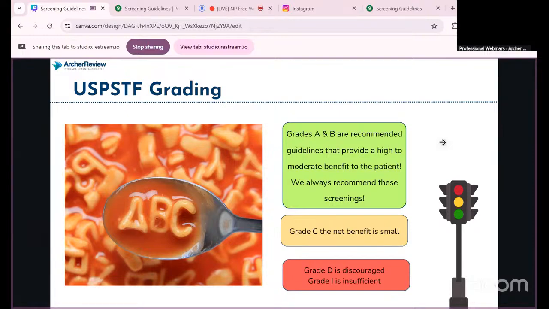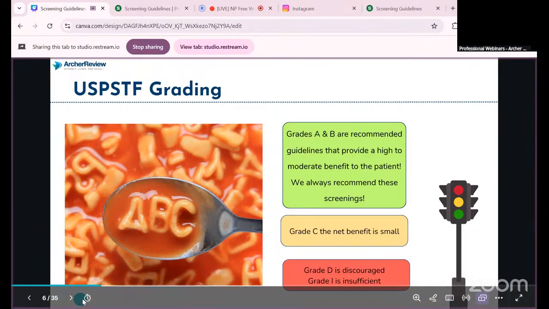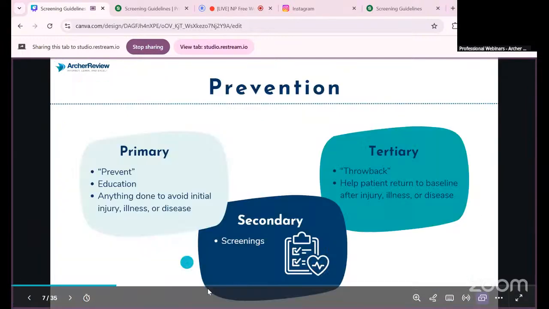However, D is discouraged. There's going to be little evidence to support a D. And then I is insufficient, as in there's very little evidence. We're not real sure if it's going to actually be beneficial or even harmful for the patient. And so we're not going to usually recommend these. So again, A and B is going to be for the general public. Those are the ones we're going to focus on today. C, the net benefit is small, but again, small populations, you might consider it on an individualized care plan. D and I, we're not really doing for anyone. All right, so now let's talk a little bit more about prevention.